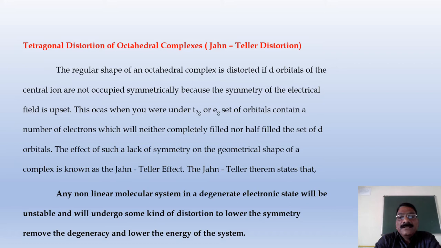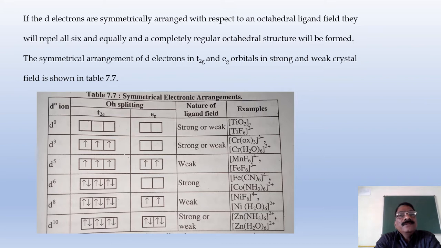The Jahn-Teller theorem states that any non-linear molecular system in a degenerate electronic state will be unstable and will undergo some kind of distortion to lower symmetry, remove the degeneracy and lower the energy of the system. If the d electrons are symmetrically arranged with respect to an octahedral ligand field, they will repel all six ligands equally and a completely regular octahedral structure will be formed.